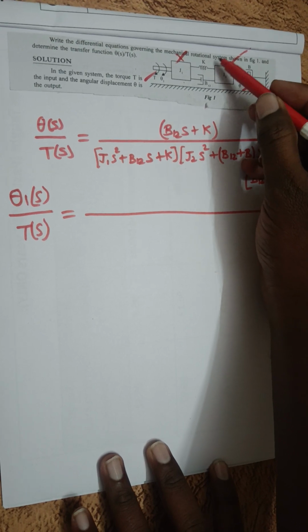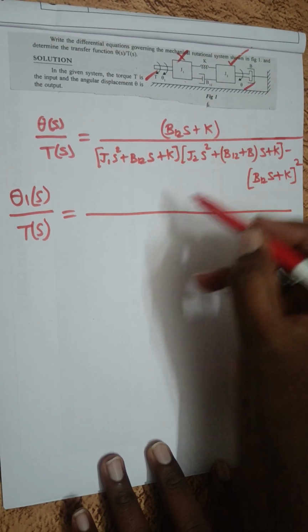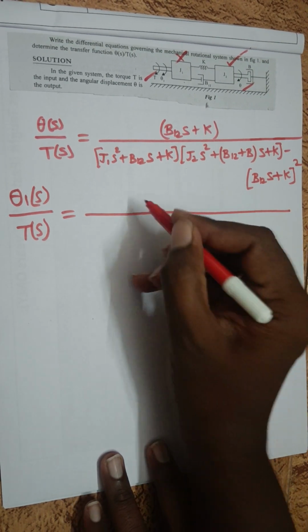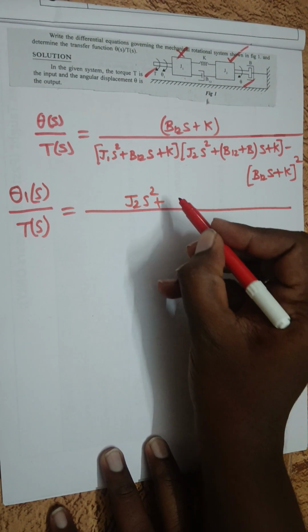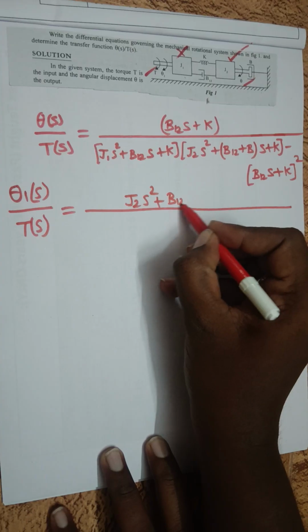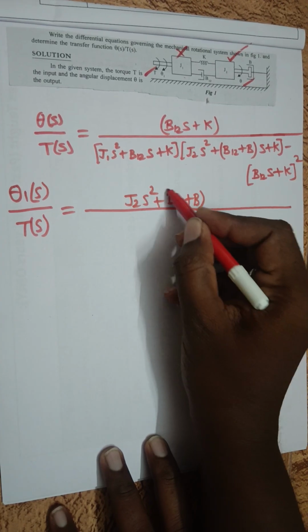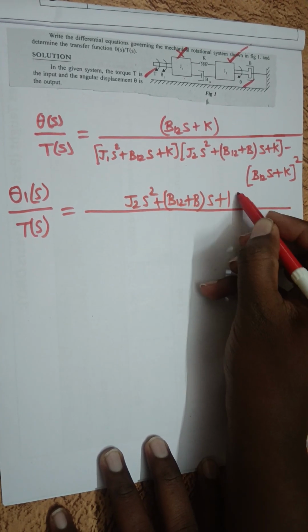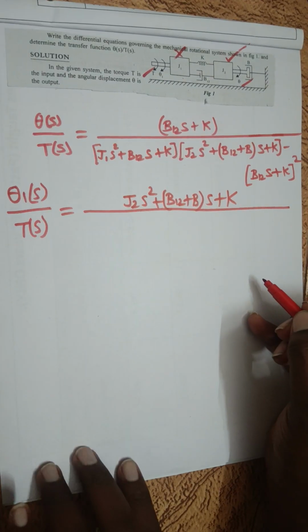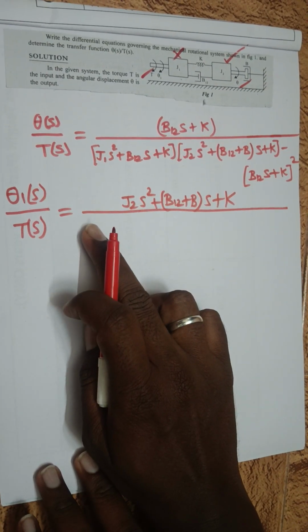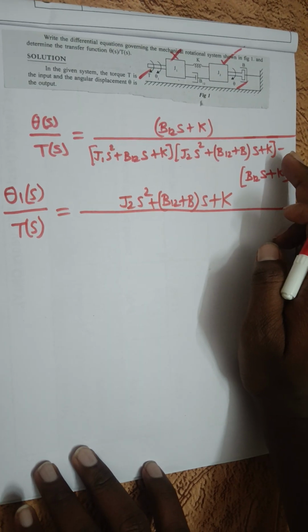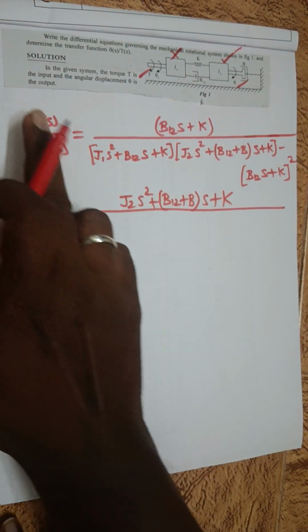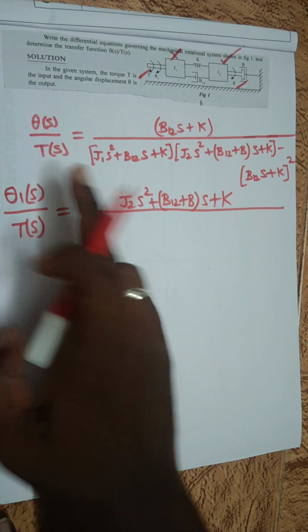Whatever elements are associated with J2 will come in the numerator. So the numerator will be J2 into S square plus B12 plus B into S plus K. This will be the numerator. In the denominator part, there is no change. You can write whatever denominator you have written for theta of S by T of S.